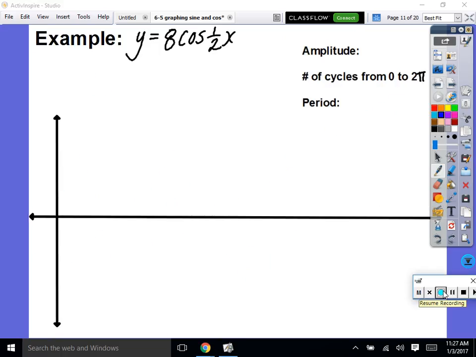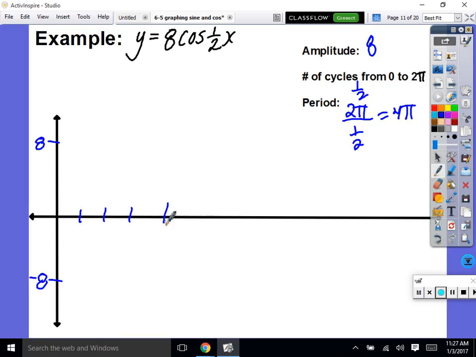Okay, so my amplitude is 8. Number of cycles from 0 to 2 pi is a half, correct? There's only a half a cycle of cosine. Now our period is 2 pi divided by 1/2, so won't it be 4 pi? So then we would go up, I'm just going to call this 8, -8. 1, 2, 3, 4. The length of one cycle puts us at 4 pi. 1, 2, 3, 4, 8 pi. Split in half, it would be 2 pi.